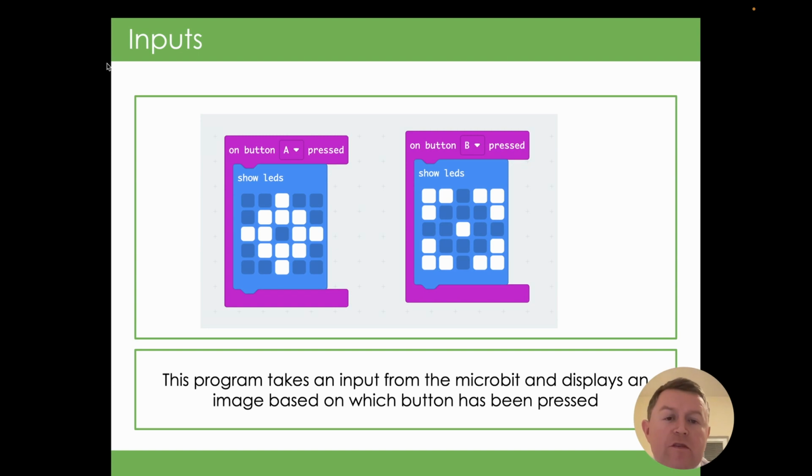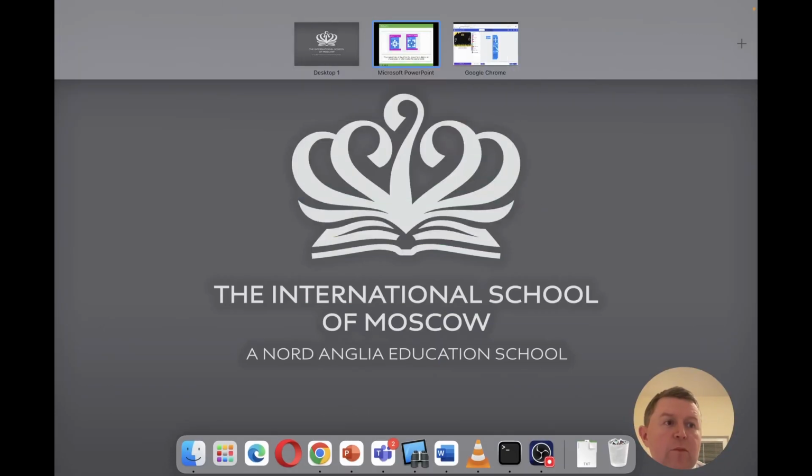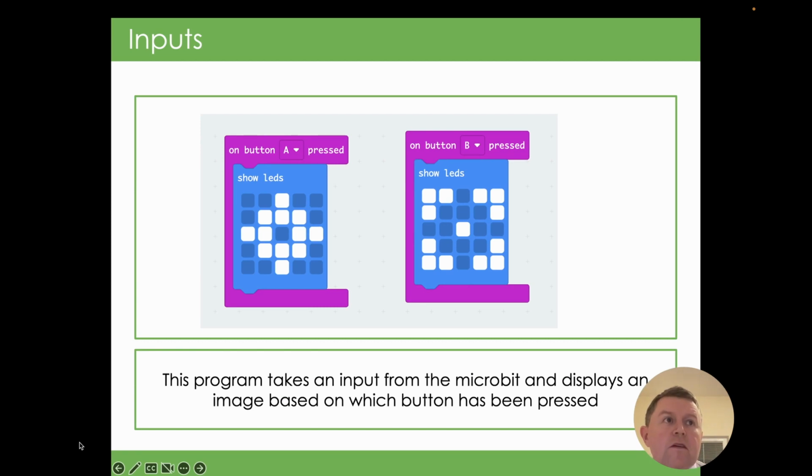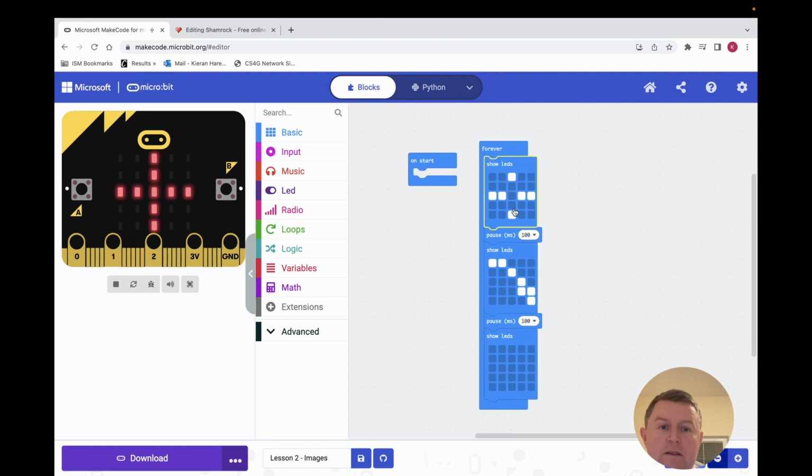Okay, so we've looked at images now, and we looked at what is a variable. Next up is using inputs. We're going to use 2 inputs here, button A and button B. We're going to try and use this on our BBC micro:bit. So whenever we press button A, it should have this output. When we press button B, it should show this output. Okay, so let's see if we can get that set up then.